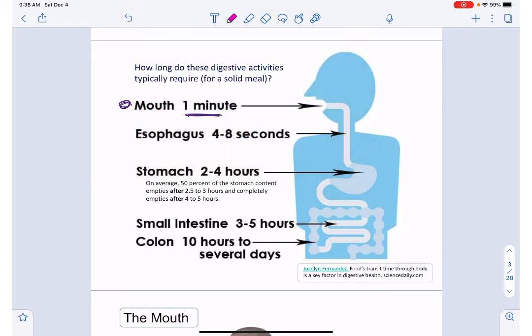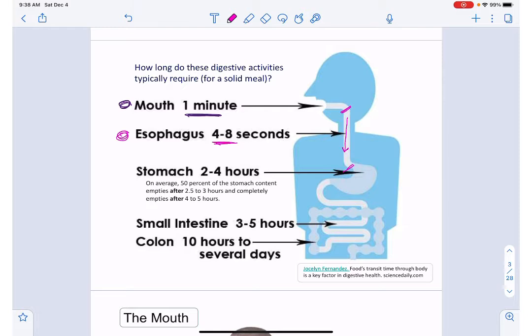What about the esophagus? Well, basically all the esophagus is doing is moving food from the oral cavity down into the stomach. And so this is just a transit zone. And so food only stays in the esophagus for maybe 4 to 8 seconds, maybe a little bit less.